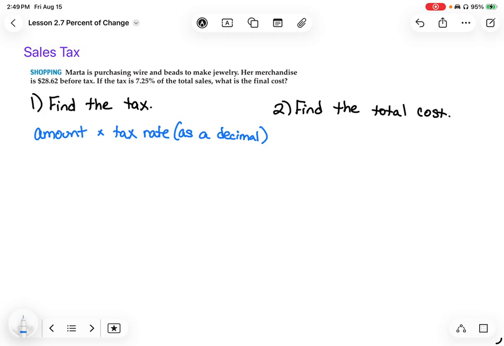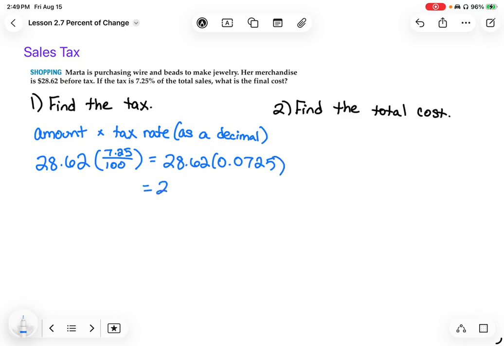So what we have to do is take the $28.62 and multiply it by 7.25%. But 7.25% is 7.25 over 100. Percent means out of 100. You can put it into your calculator as a fraction, 7.25 100ths, or what you're more likely to do is just turn that into a decimal, which is 0.0725. And that is what you would put into the calculator.